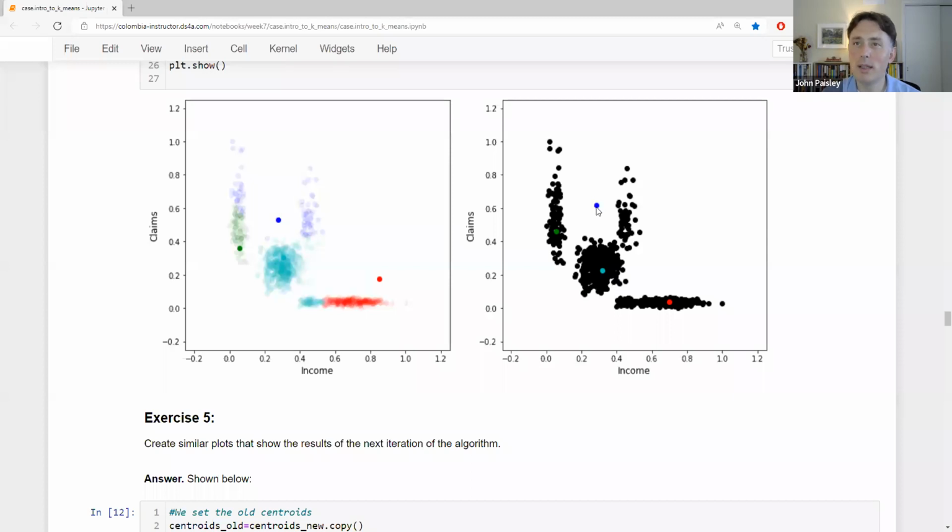In general, that doesn't take too many iterations in practice. It can take 10, 20, 30. I mean, it's not going to run for thousands of iterations usually before it converges.